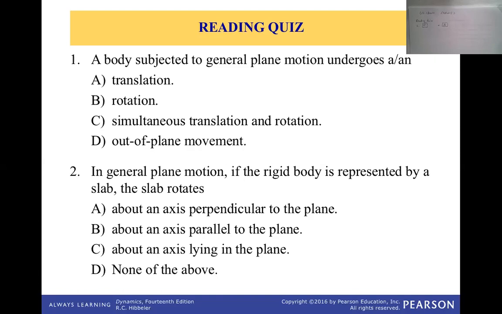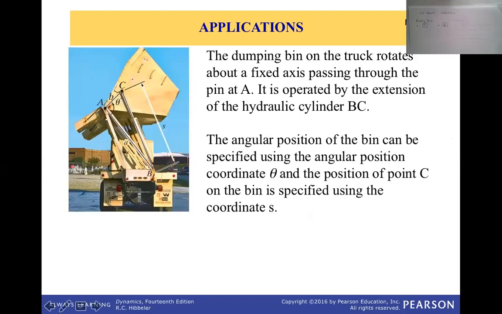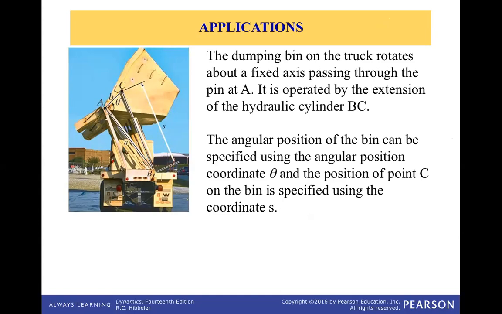All right, let's get started on the lecture part here. The application: a lot of times you see an object have translational motion and rotational motion at the same time. For example, the big dumping bin here rotates about this point over here, but before that, it has probably been moved by the hydraulic cylinders B and C. Then it's pushed over that way.